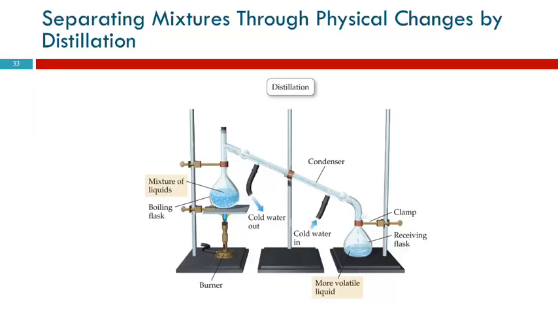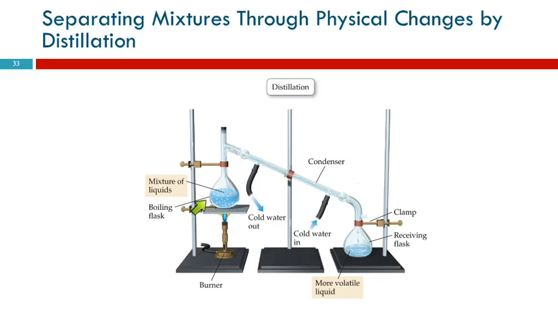So one characteristic of mixtures is that they can be separated into their components by taking advantage of physical properties. One example of such a separation is distillation. In a distillation, we're taking advantage of differences in boiling points.